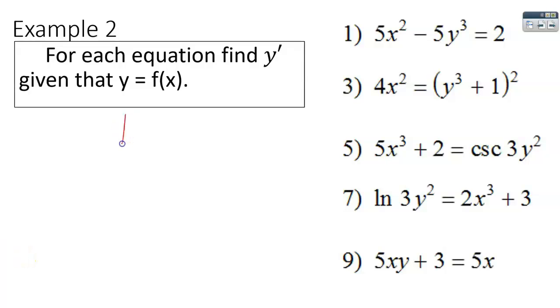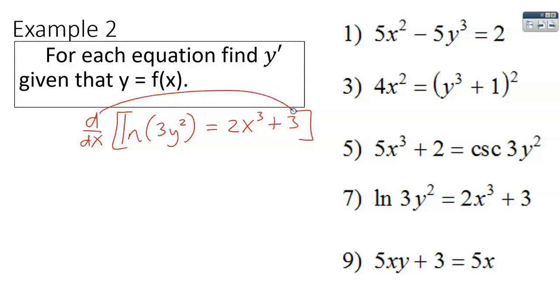So here we go. Ln of 3y squared is equal to 2x cubed plus 3. And we want to find the derivative of this thing with respect to x. So I'm going to start on this end. That's 0, so it just goes away. This one's going to be 6x squared.